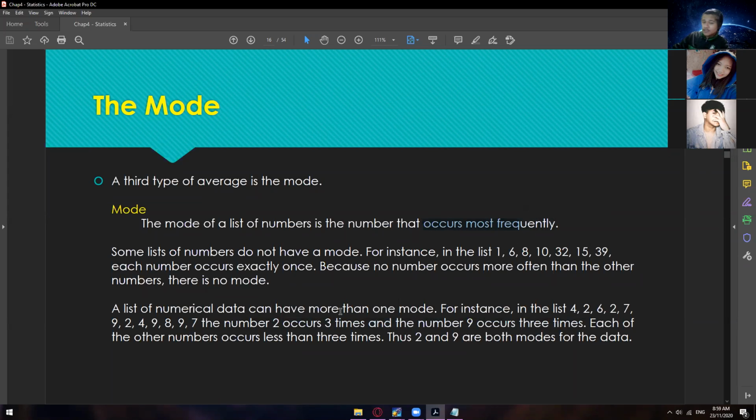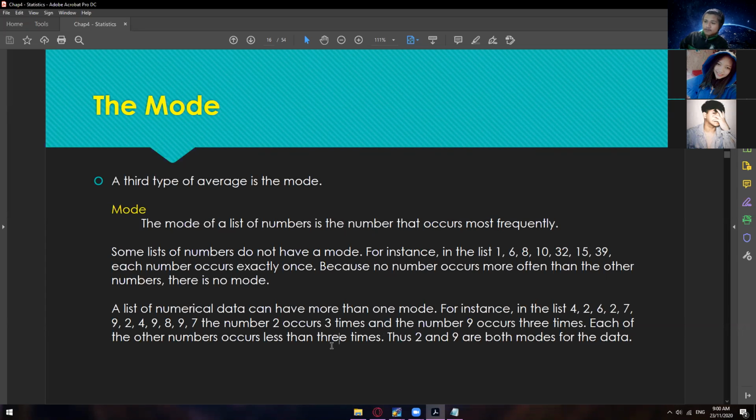But what if two numbers occur the same number of times? We don't have a choice, and we don't apply arithmetic here. If they are the same, then those are your modes. It could be 2 modes, 3 modes, or 4 modes. In here, our modes are 2 and 9, because the other numbers occur fewer than 3 times. So 2 and 9 are both modes for the data.